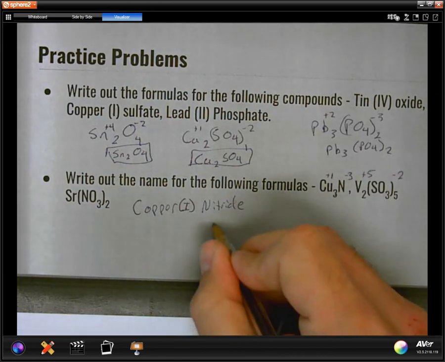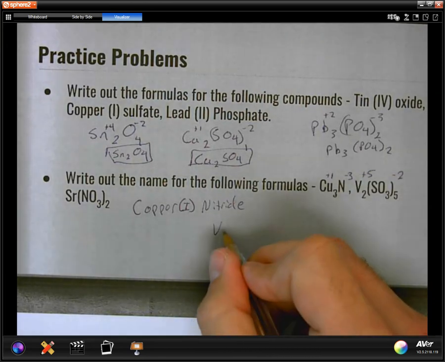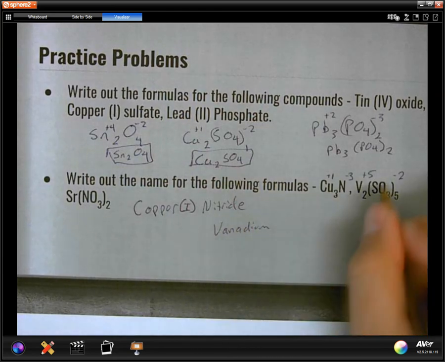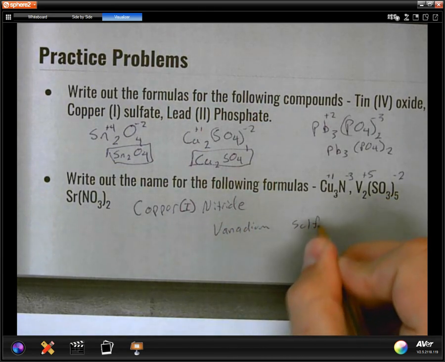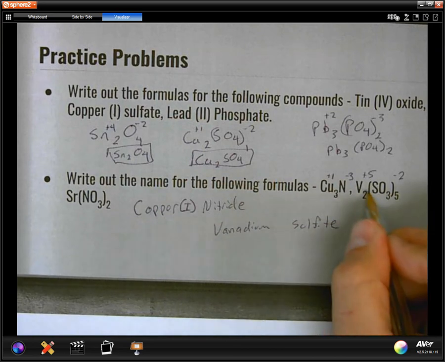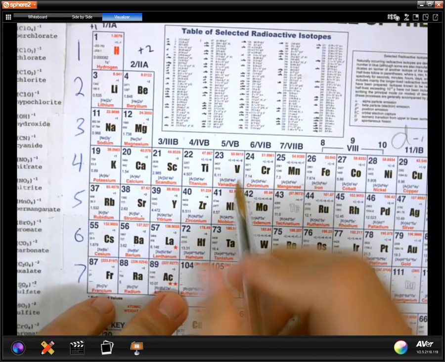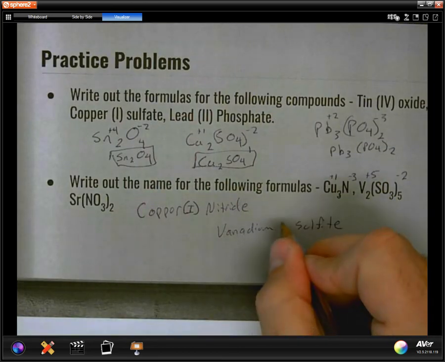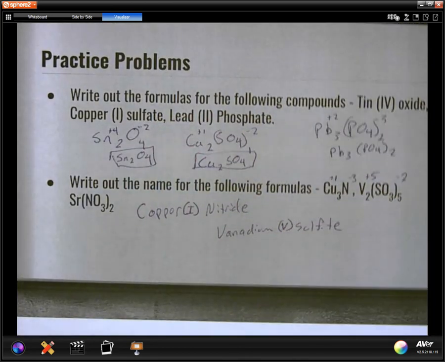Now I just write it out. We have vanadium. We have, this is sulfite. Again, look at the side of your periodic table to find it. And because vanadium has multiple oxidation numbers, I have to tell you which one it is, and it's the +5. Roman numeral for 5 is the V.